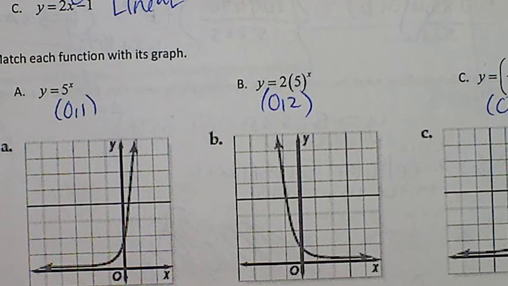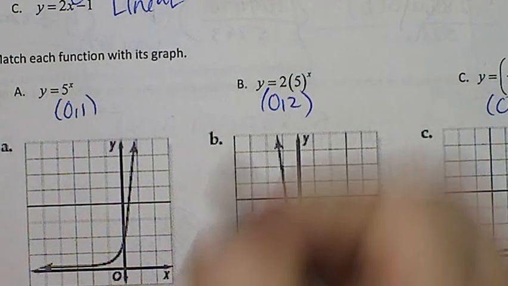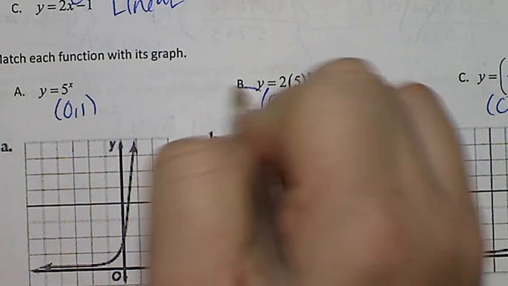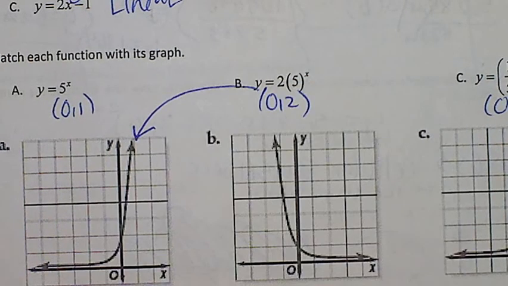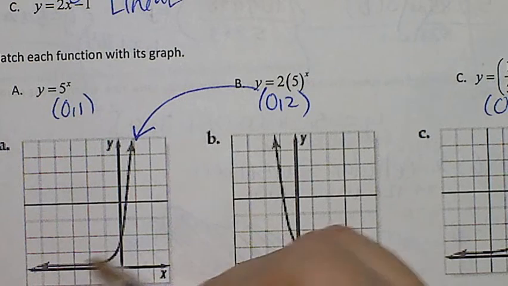So one of them stands out as having a y-intercept of 2, correct? Okay, look down below. Which one has a y-intercept of 2? So I'm just going to draw an arrow from this equation to A. And notice, by the way, is that growth or decay? Okay, growth goes up to the right. Growth goes up to the right.